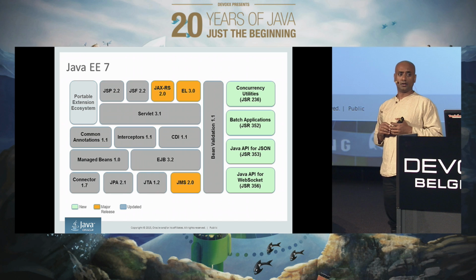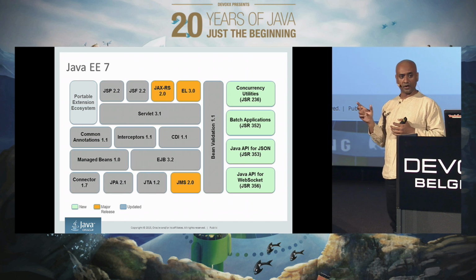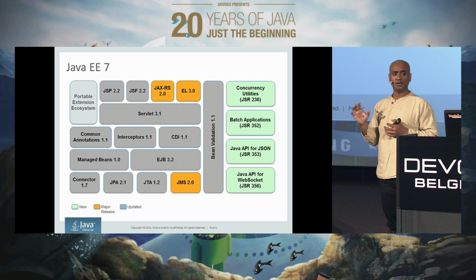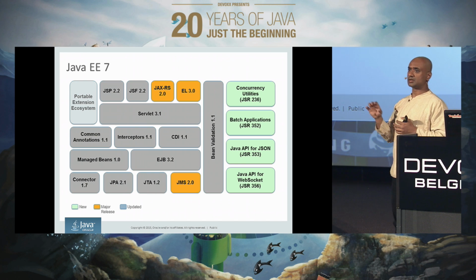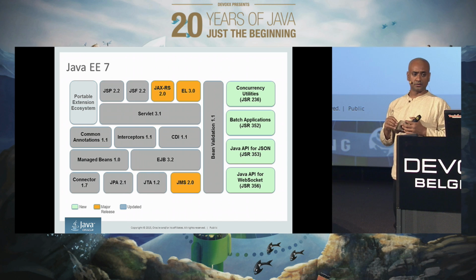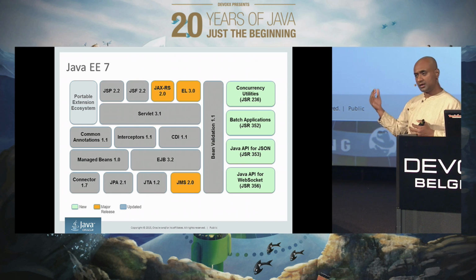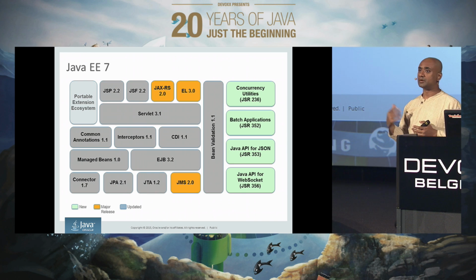JAX-RS, again, a large majority of the changes here is sort of HTML5 enablement. EL 3.0, we'll talk about that if there's time. It's sort of long pending changes that needed to happen with the EL 3.0 finally coming about. JMS 2.2, as I said, is principally first and foremost about productivity.